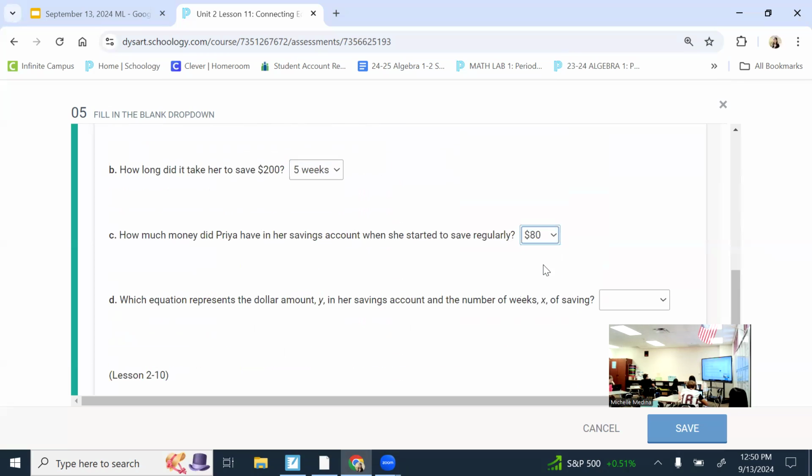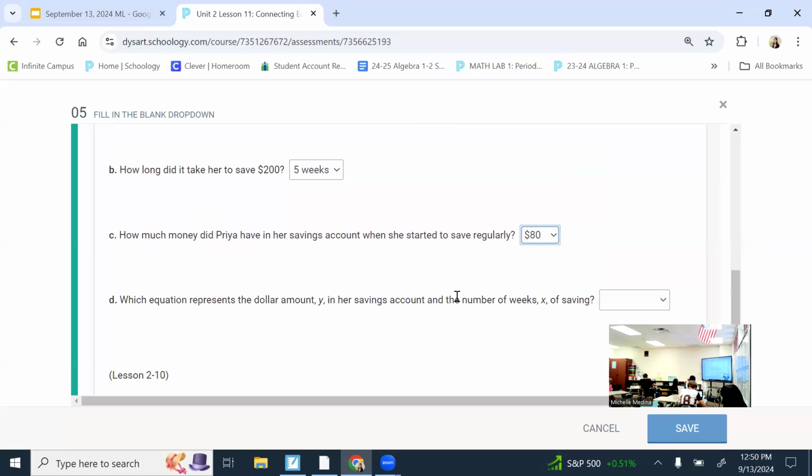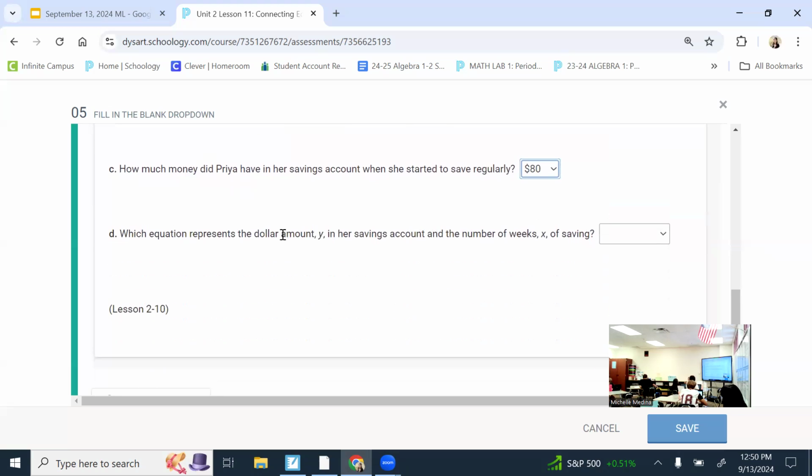Good. And that's our y-intercept. If you didn't notice, your y-intercept in the real world is usually a starting amount of some sort, or like a one-time fee, something like that. All right, so there's that. Which equation represents the dollar amount Y in her savings account and the number of weeks X of saving? So notice they are both in slope intercept form. We identified the y-intercept already. So which one does it have to be? Gunnar?